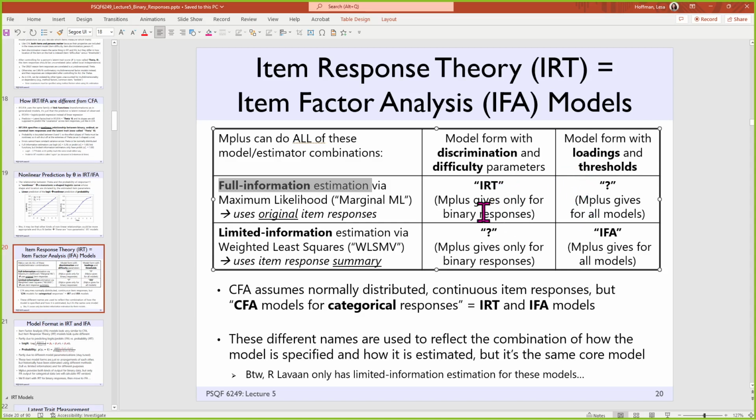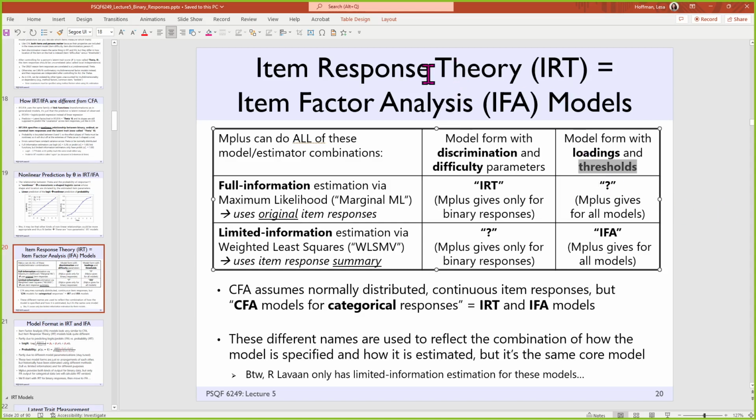In Mplus, what you get directly is the loading threshold version instead, but Mplus will convert the loadings and thresholds into discriminations and difficulties for you. So the loading threshold version tells you the same thing in a different way. Loadings are slopes, just as they were in the CFA unit. It's just that we're predicting the logit or probit of the item response instead. A threshold is an intercept that's backwards. So it's a location parameter that describes what is predicted for an average person.